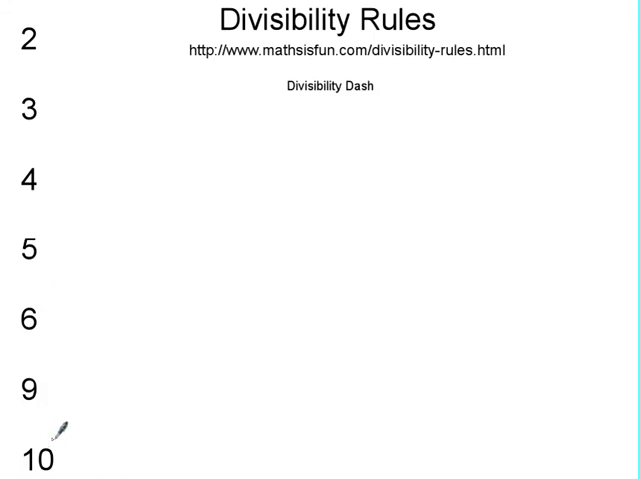And then 10 is an easy one. All you have to do is look at the last digit of the number. If it ends with a 0, it's divisible by 10. We've got 100 is divisible by 10. 1,879,643,210. It's divisible by 10 because it ends with a 0.